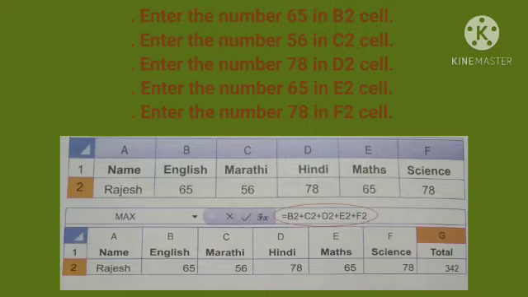Suppose I want to calculate the total marks of yours. Then what will I do? Enter the number 65 in B2 cell. Enter the number 56 in C2 cell. Enter the number 78 in D2 cell. Enter the number 65 in E2 cell and enter the number 78 in F2 cell. Means student, whatever marks you got in your exam, I can write down: English, Marathi, Hindi, Maths, Science.